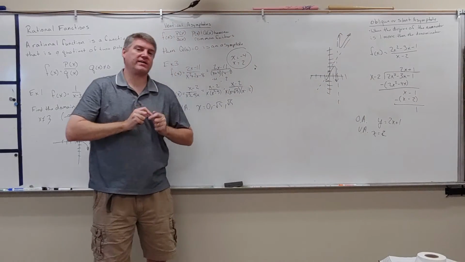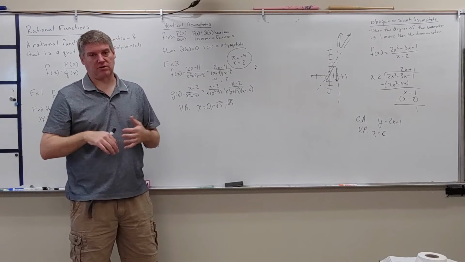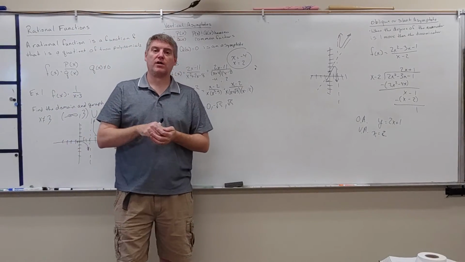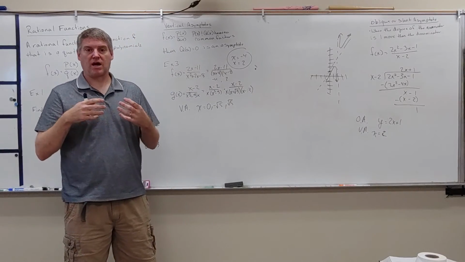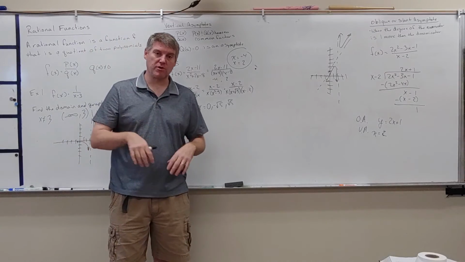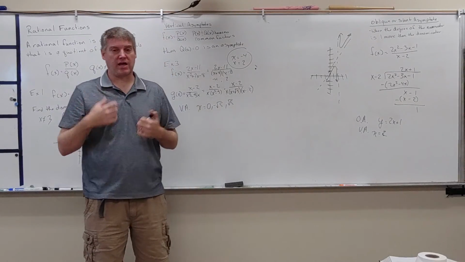So we've talked about vertical and horizontal asymptotes. Remember, the vertical asymptote is where the denominator equals 0. For the horizontal, I'm going to put the lead term of the numerator over the lead term of the denominator, and I'm going to simplify.